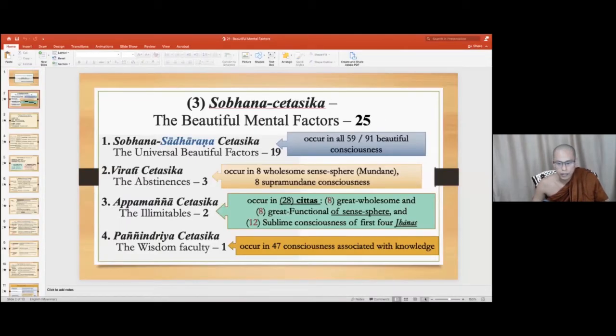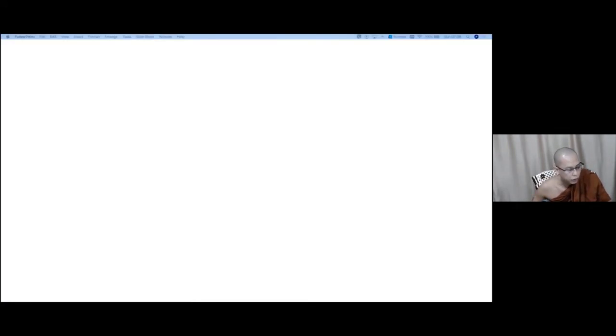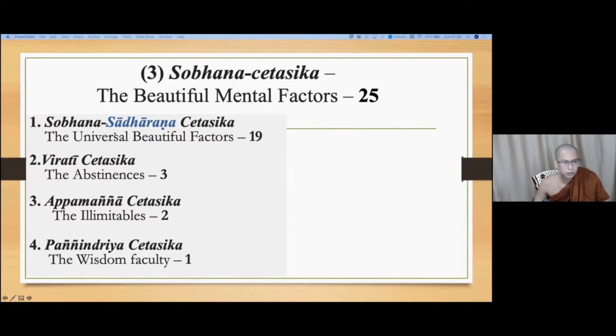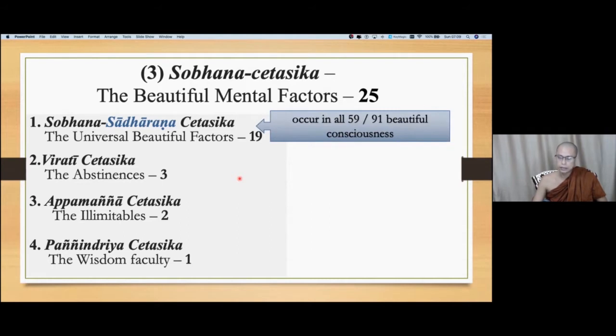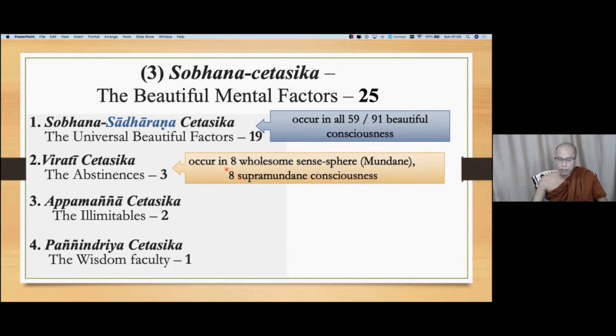Later we will explain how they get this name. In this slide, we are going to focus on the nature. The first group, as the name Sobhana Sadharana shows, occurs in all types of beautiful consciousness. And the second group, abstinence, occurs in the 8 wholesome sense-sphere consciousness, which are mundane. Among the 81 mundane consciousness, Lokiya Citta, only the 8 wholesome ones. The Virati can arise with only those 8 wholesome and the 8 supramundane consciousness. So altogether, 16 consciousness. With these 16 consciousness, the abstinence or Virati Cetasika can arise.